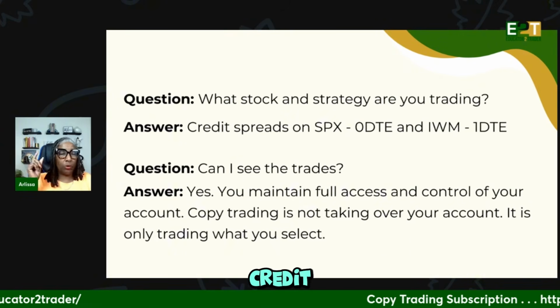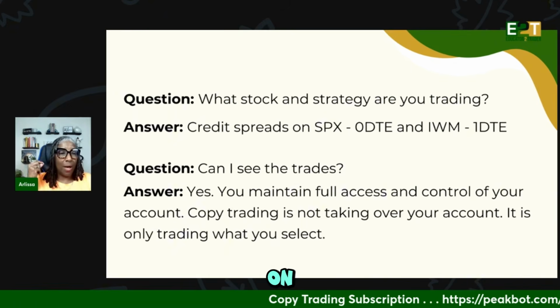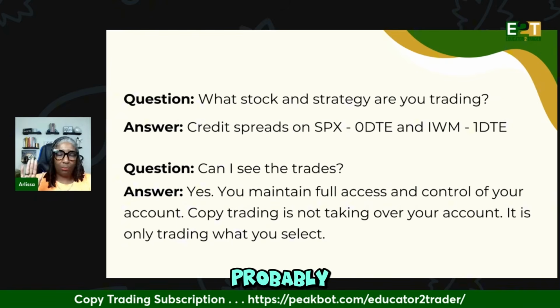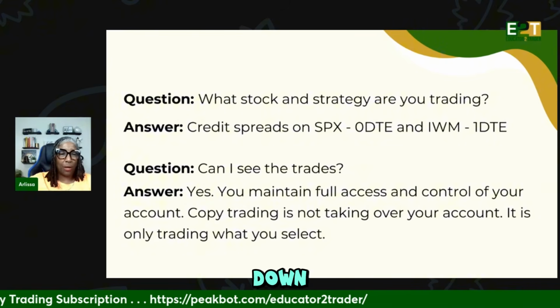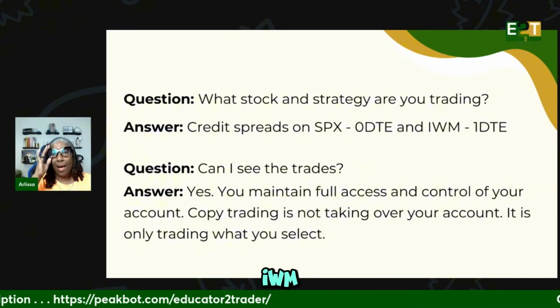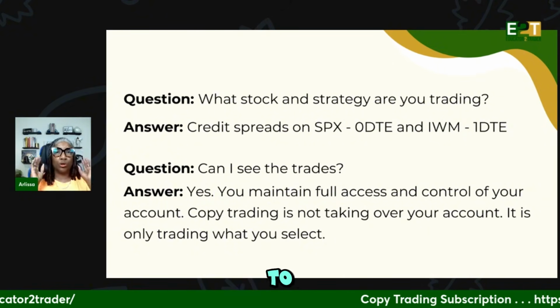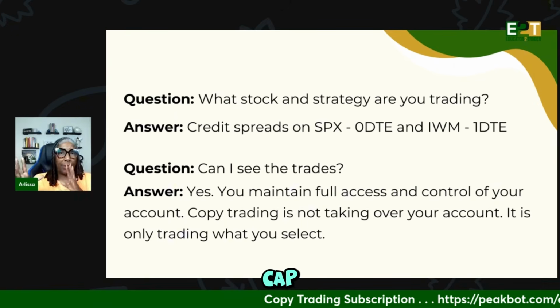What stock and strategy are you trading? I'm going to trade credit spreads on SPX, 0 DTE, maybe some 1 DTE, probably very little, and maybe a little bit down the road. And I'm going to trade some IWM 1 DTE. That's where we're getting exposure to big cap and small cap, right?